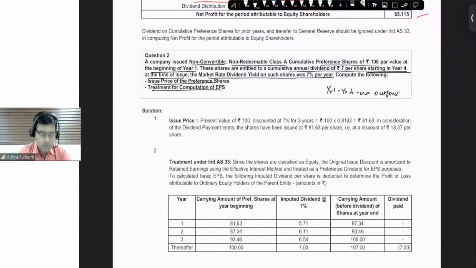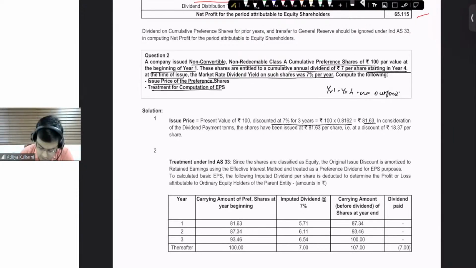So first one is issue price. What is your issue price? Present value of rupees 100. 3 years I am foregoing my dividend. In these 3 years, the corresponding earning that would be possible is 7%. I have foregone that. And therefore, present value of 100 discounted at 7% for 3 years is 81.63. That is, a 100 share you are getting for 81.6 rupees.